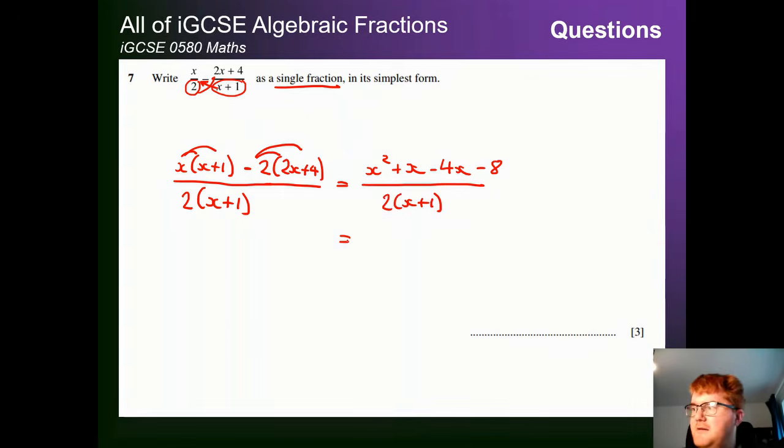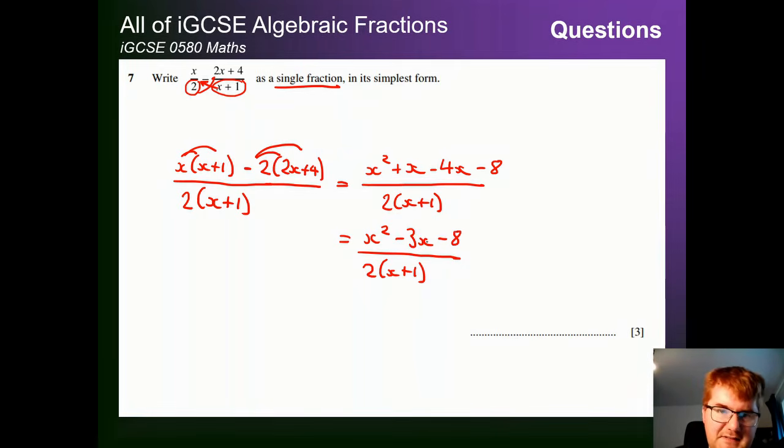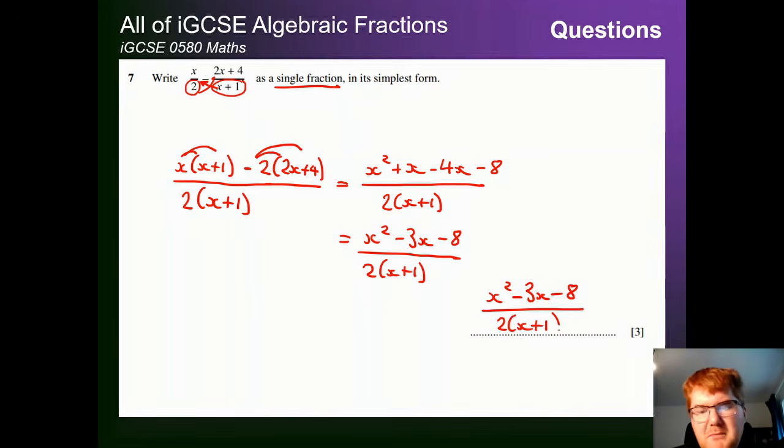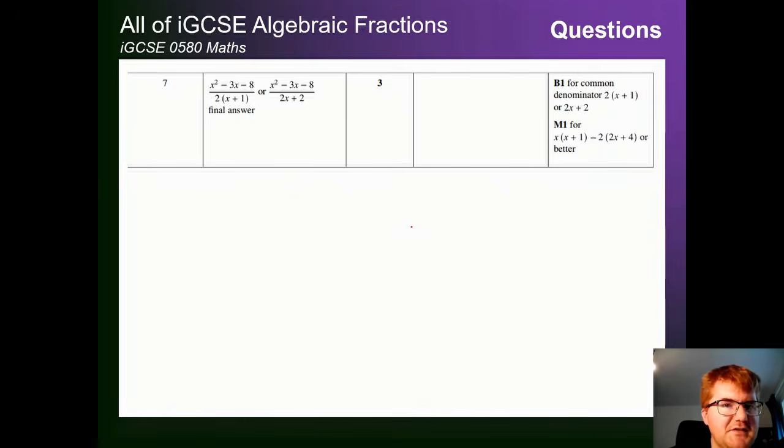And now we just do a little bit of collecting up here. So we have x squared, that stays by itself. x minus 4x is minus 3x minus 8 over 2 brackets x plus 1. Now we should probably consider whether the top actually factorizes. Again, it's a 3-mark question. I'd expect if it did factorise, it'd be more like a 4-mark question. But notice there is no way we can put this in brackets with 4 and 2 or 1 and 8 that gives us a -3 out of it. So there's the answers for you. Again, both of these versions, I took this one rather than this, also work.